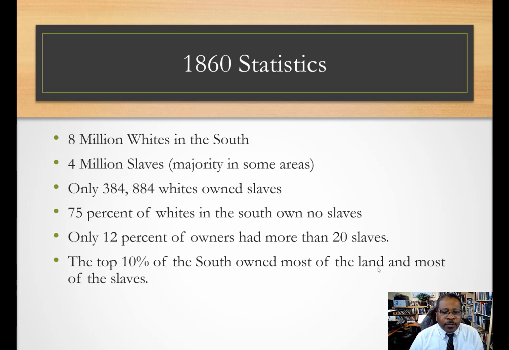So only the top 12% of the population owned 20 slaves or more. The top 12%. The bottom 90% own no or few slaves. The top 10% of the South own most of the land and they own most of the slaves. So these facts are important to understand. Well, then what's motivating the South? When we look at Civil War battles, why are those soldiers fighting?